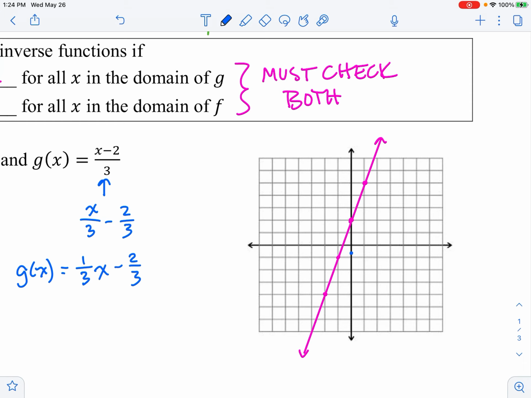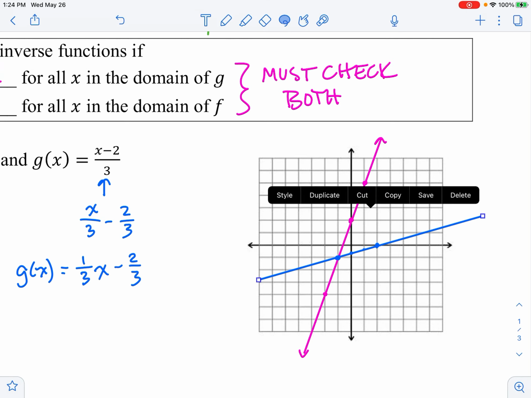So let me think about what's going to happen. I'm going to go up 1 over 3, or I could go up 1/3 and over 1. I like that a little better because then I go up 1/3 and over 1, and now I have a nice point that I definitely can graph. Go down 1/3 and left 1. I have a second nice point that I can graph. Okay, this is much better. Let me connect. Now I don't have to worry as much about my fractions. All right, here is my graph for G.